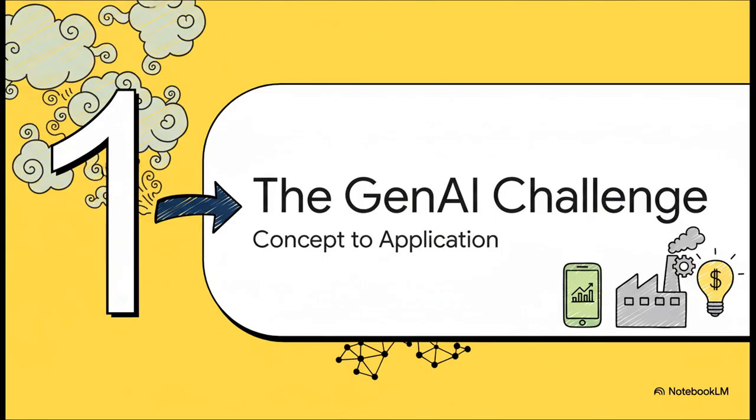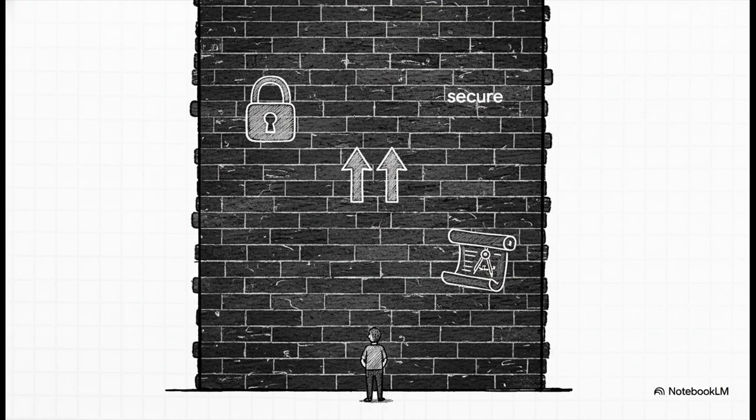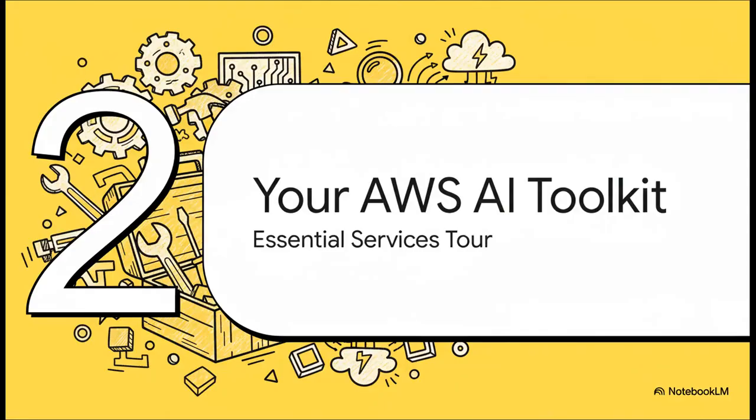Okay, Section 1, the Generative AI Challenge. The big idea here is, how do we get from these huge, kind of abstract concepts to actual, concrete applications that you can build and that people can use? And this slide really gets to the heart of it. For so long, building your own custom, secure AI that could actually scale was like trying to break through a brick wall. You needed deep, deep expertise and a massive budget. Well, that's what is fundamentally changing right now. So, how do we actually break down that wall? That leads us right into Section 2, your AWS AI Toolkit.